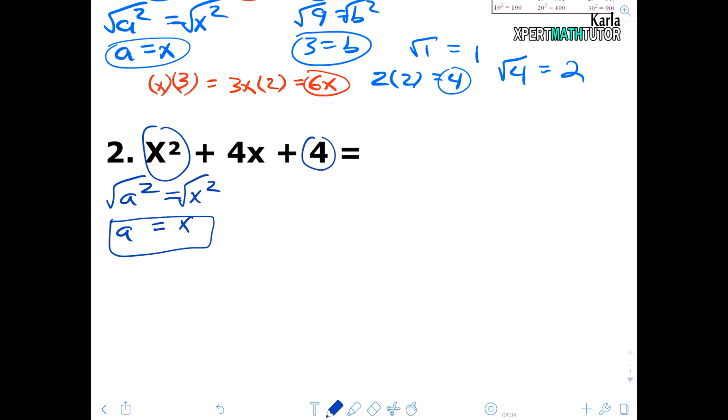I also know that 4 will equal b squared. B squared is equal to 4. If I take the square root of both sides, the square root of b squared is b, the square root of 4 is 2.